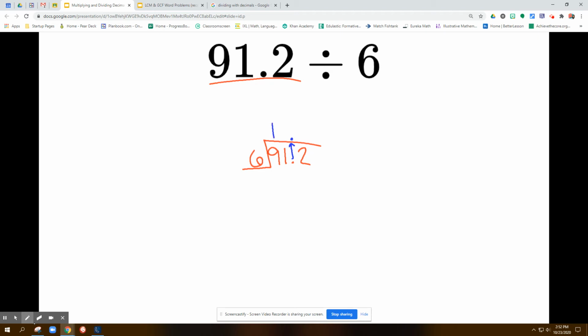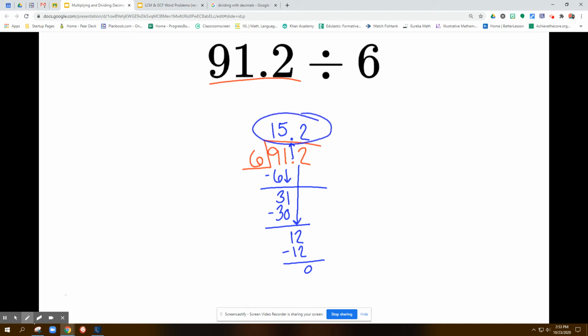6 can go into 9 once because 1 times 6 is 6, and we would have 3 left over. 6 cannot go into 3, so we bring down our 1. 6 goes into 31 5 times because 5 times 6 is 30. We still have 1 left over, so we need to bring down this 2, and 6 goes into 12 2 times because 2 times 6 is 12. We have a remainder of 0, so we don't have to add any more zeros to continue to incorporate our numbers, so your quotient or your answer would be 15.2.